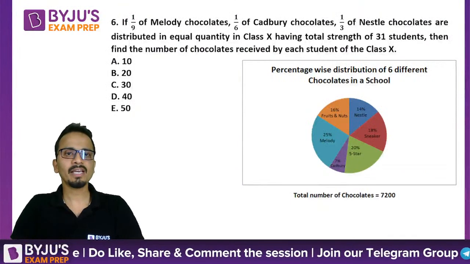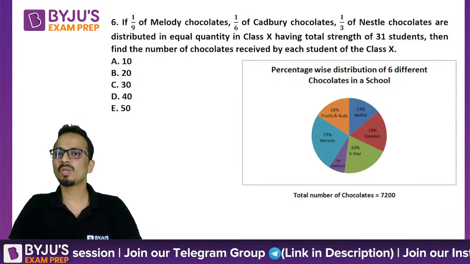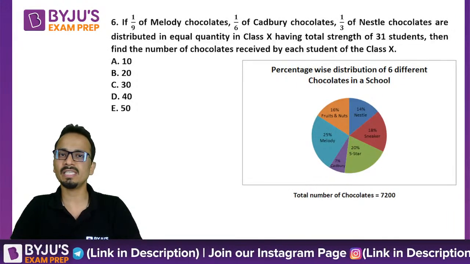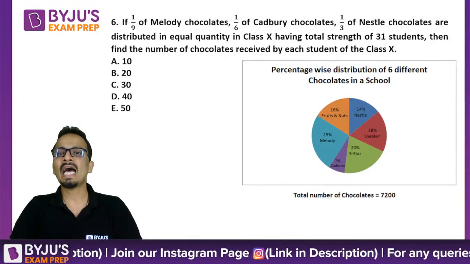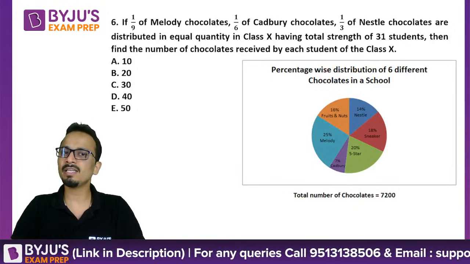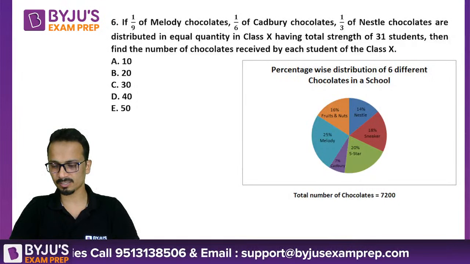Question number 6 is, if 1/9 of Melody chocolates and 1/6 of Cadbury, 1/3 of Nestle are distributed in equal quantity in class 10th, having a total strength of 31 students, then find the number of chocolates received by each student in the class.